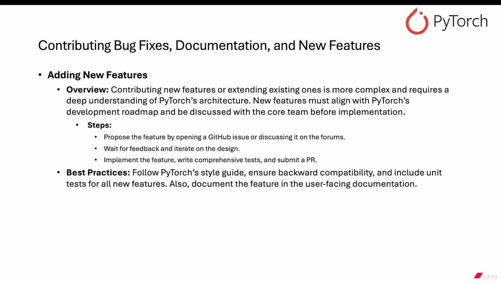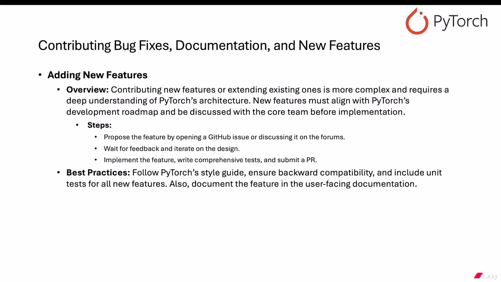Adding new features. Contributing new features or extending existing ones is more complex and requires a deep understanding of PyTorch's architecture. New features must align with PyTorch's development roadmap and be discussed with the core team before implementation. Steps: propose the feature by opening a GitHub issue or discussing it on the forums. Wait for feedback and iterate on the design.